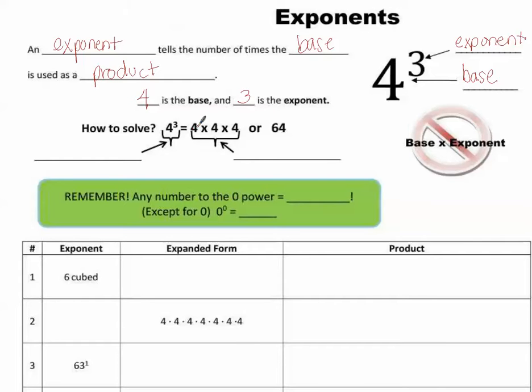These forms have names. For example, 4 cubed, or 4 to the power of 3, is called exponential form. But when you write it out, 4 times 4 times 4, that's considered expanded form.